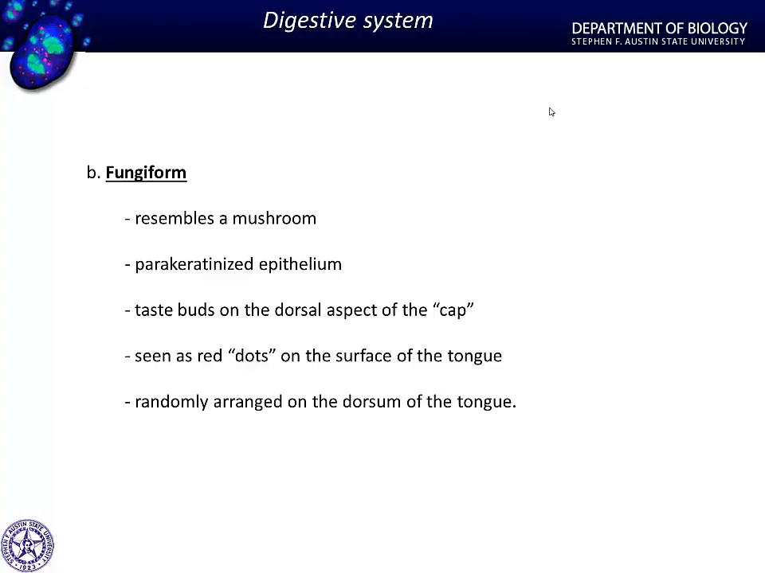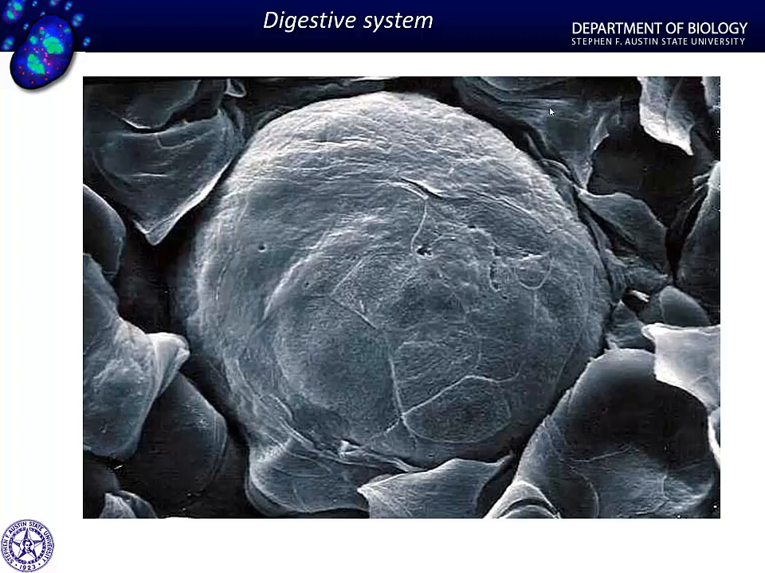Now, much less frequently, we're going to see fungiform papillae. Fungiform, resembling a fungus or a mushroom. And these are not going to be keratinized. These are going to be parakeratinized epithelium on the surface, and these may contain taste buds. And typically the taste buds are going to be seen on the cap or the top of our fungiform papillae. And again, these are going to be much less common throughout the tongue, as the filiform were the most abundant.